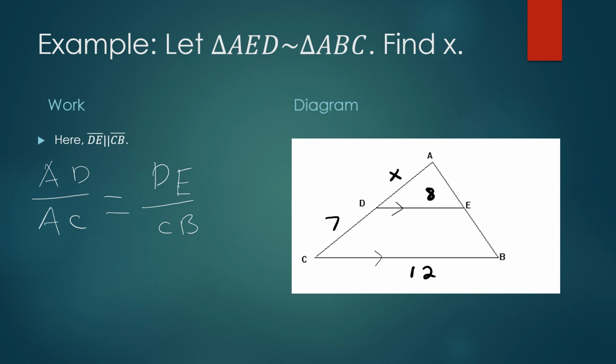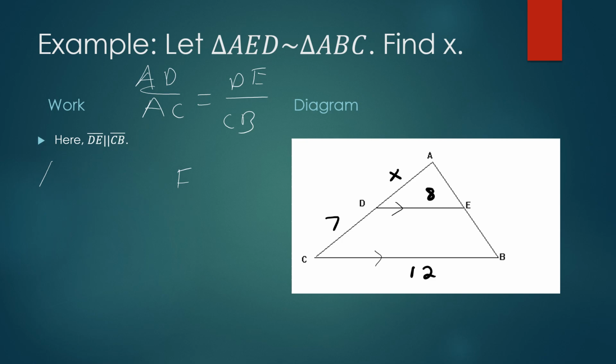Okay, so I'm going to write this back up here. We have AD over AC equals DE over CB. And I'm going to use my work down here. All right, so AD is X, AC is 7 plus X, DE is 8, and CB is 12. I want to solve for X.